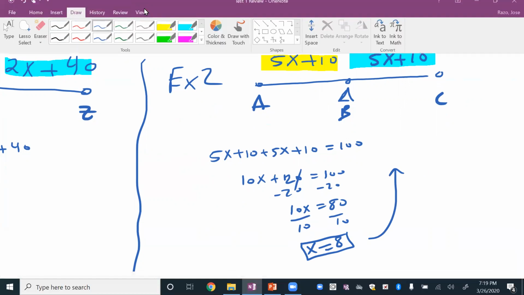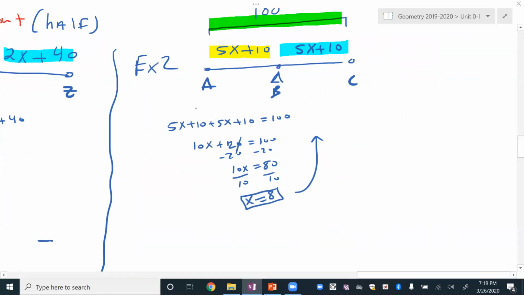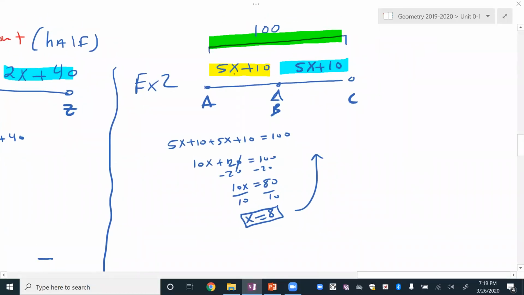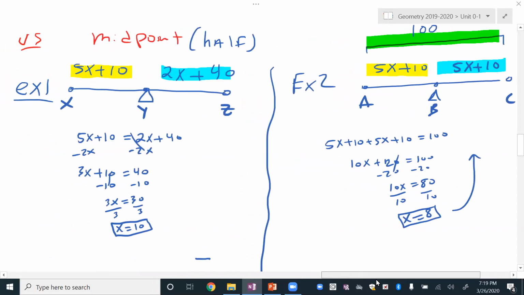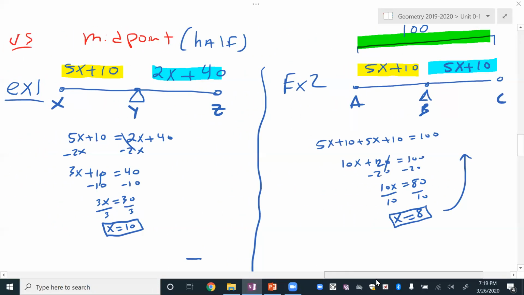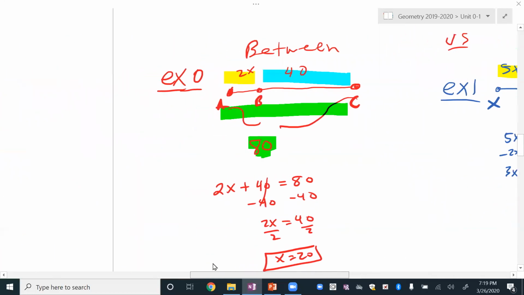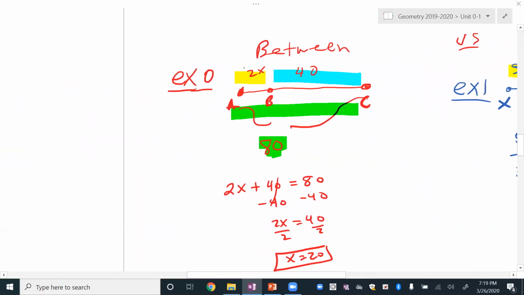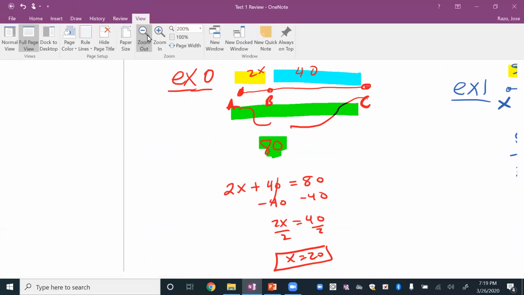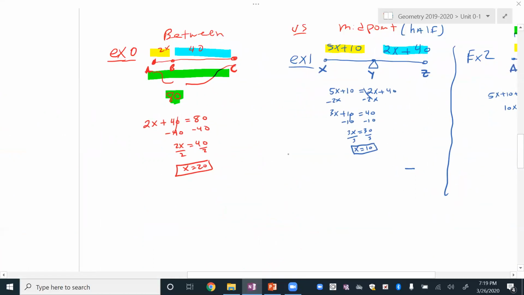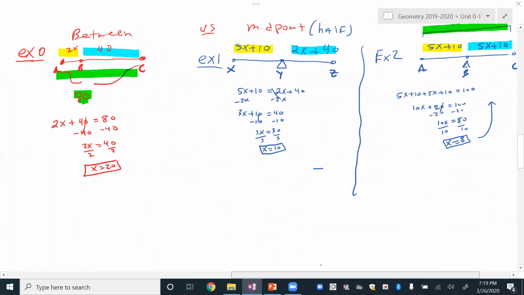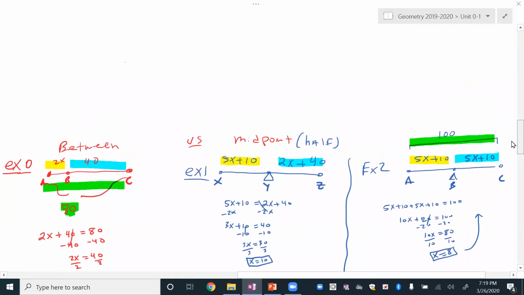Okay? So initially, what happens is you can double this yellow part and it makes it come over here. But you have to be given that green part first. So be aware of what you're working with when you're dealing with midpoint. Be aware of what you're looking for in between. Yellow and blue equals green. So these three types of problems are what you're going to encounter for the first unit.